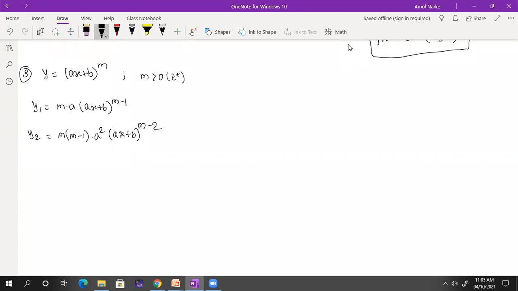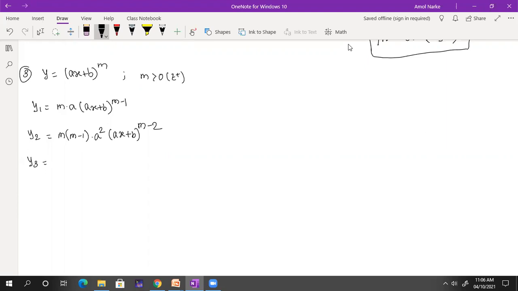Got it, everyone? Simply, here a is constant, m is constant. I take them outside. I just differentiate this term, so m minus 1 comes here, and here m minus 2 comes. And the derivative of ax plus b is again a, that initial a, and the derivative a we are getting, that gives a squared. You can write down y3 also. Now tell me, what is y3?